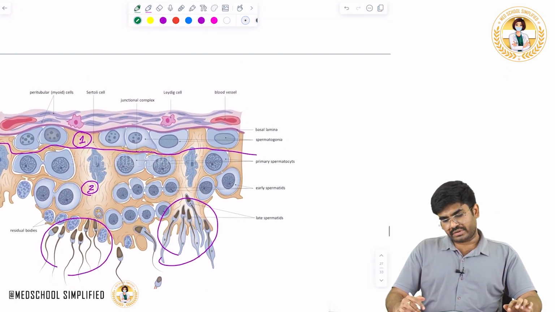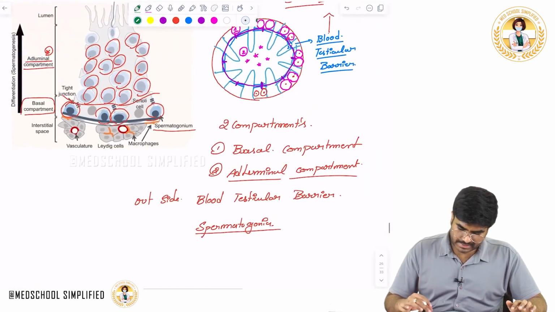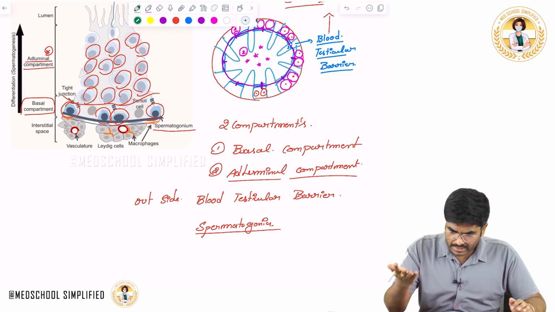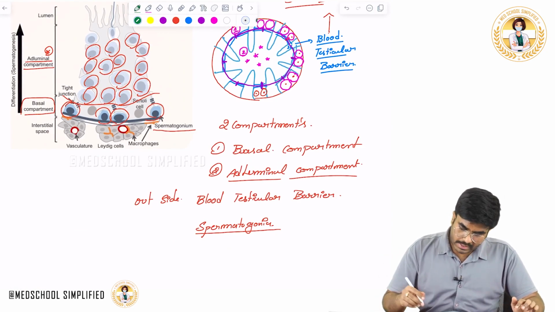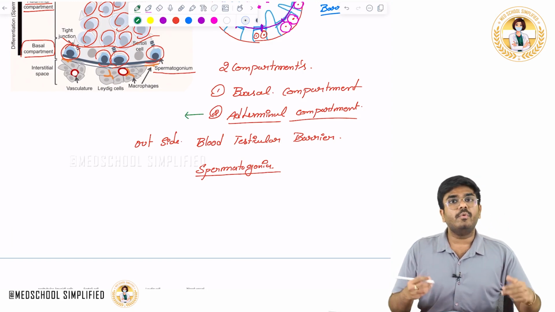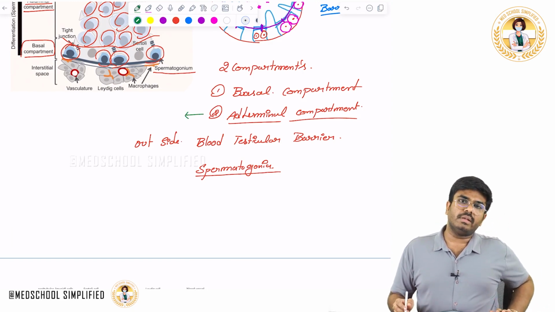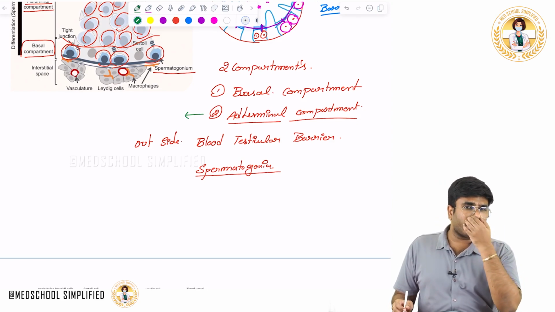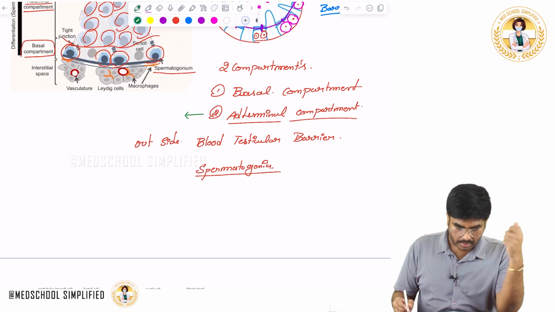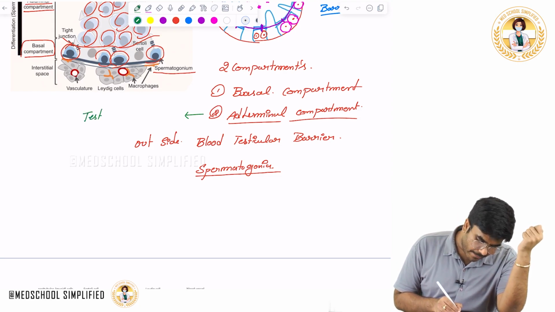Now, some important points which I want you to know. In between these two compartments, the basal compartment and the adluminal compartment, which is more important? It's the adluminal compartment. They will ask you which hormone levels may be more. Where do you think more testosterone will be available? Testosterone is helping in the process of spermatogenesis. Where do you require it? In the adluminal compartment.